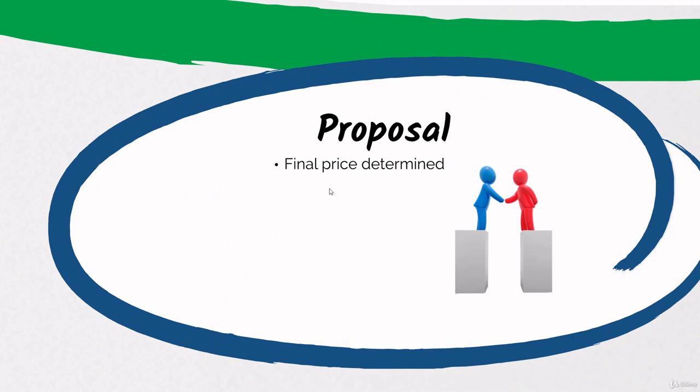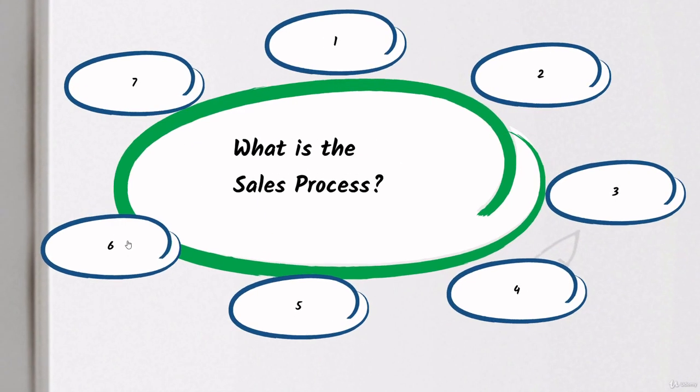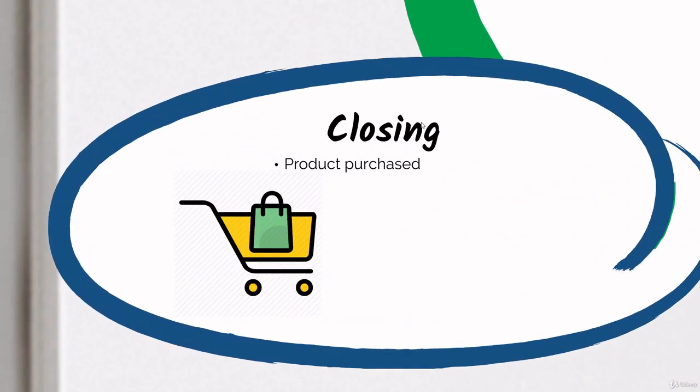Fifth, we have the proposal. Here we send our final offer for the price of the product and handle any questions that the customer has. Prices and features are also negotiated here. Sixth is the closing. The sale is completed after negotiations complete and the goods are purchased by the customer. The details of the purchase are confirmed, such as expected delivery times for the product.